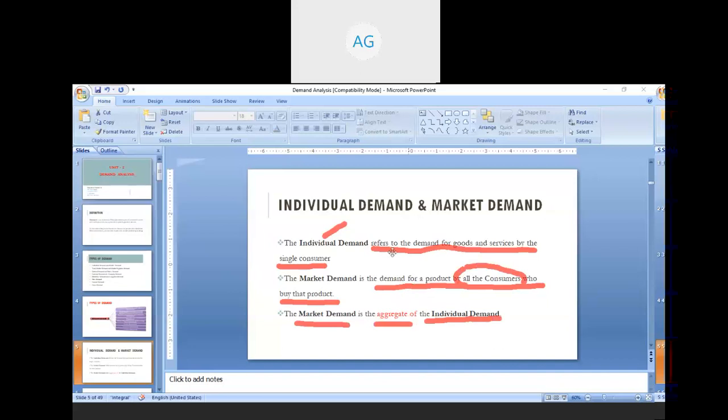Just remember these definitions. Although these are simple definitions, you need to remember what we mean by individual demand and what we mean by market demand, and this important sentence: market demand is the aggregate of the individual demand. So, do all of you understand it? Just write in the chat box so that we can move further.